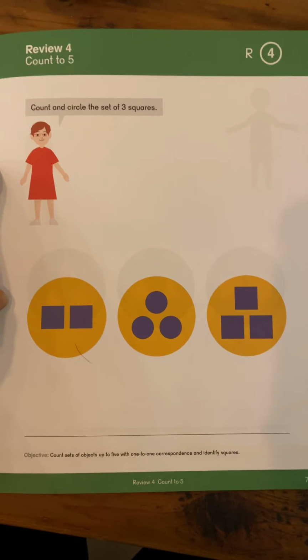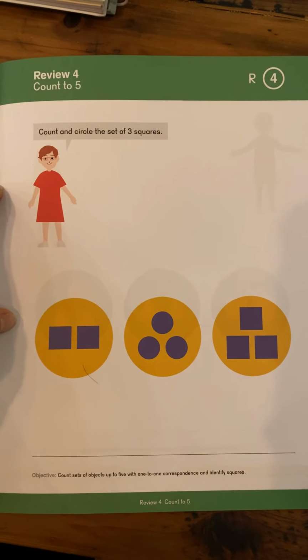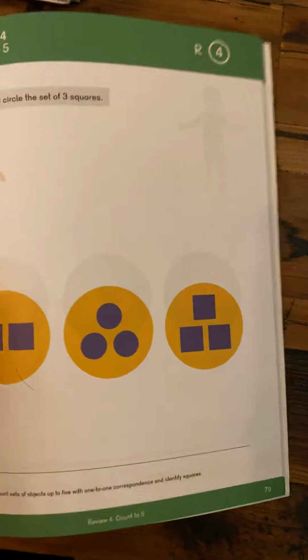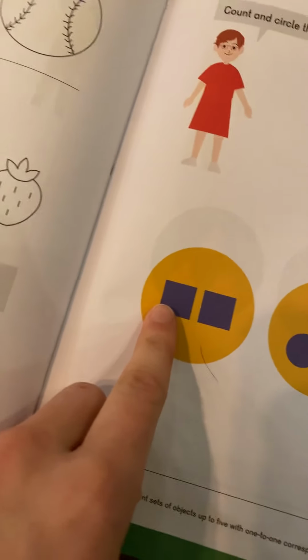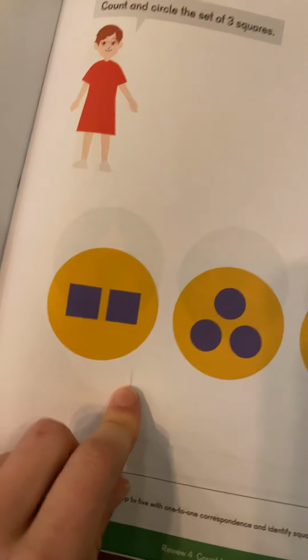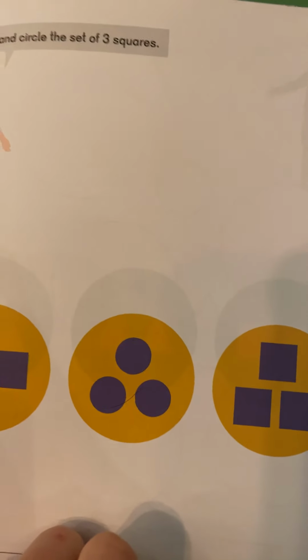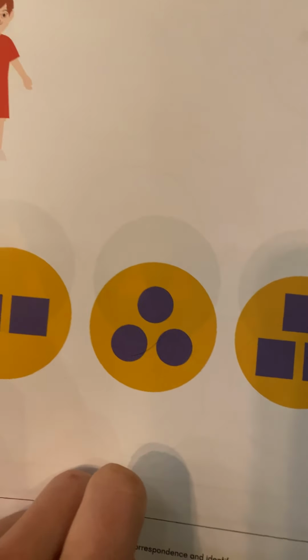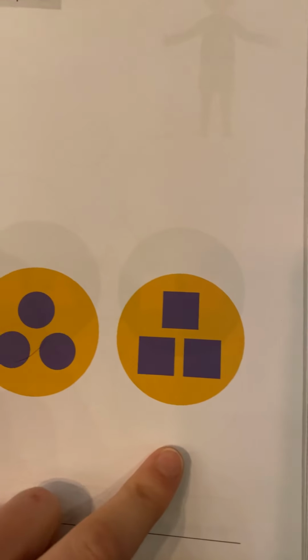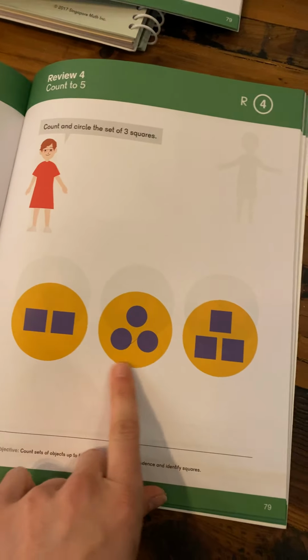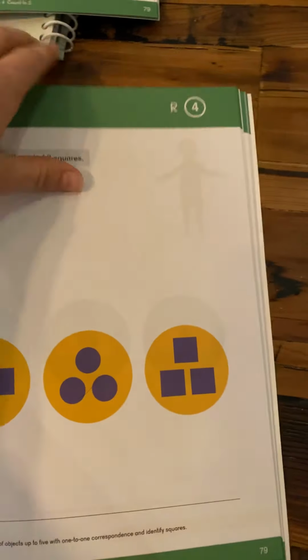You have to count and circle the set of 3 squares. So here we have 1, 2 squares. Here we have 1, 2, 3 circles. So we know that's not it because that's not squares. Then here we have 1, 2, 3 squares. So you should circle this one, 3 squares.